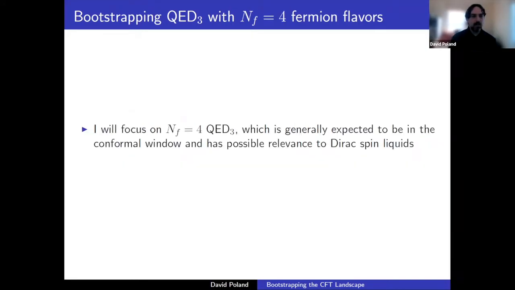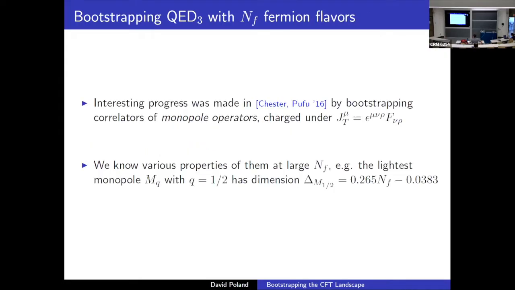Okay, so my focus in the next few slides is going to be 4-flavor QED3. David: Yeah, so your NF here stands for what? Because before you were counting Majorana fermions. Yeah, that's right. Now I'm counting the number of 2-component Dirac fermions. Okay, 2-component complex fermions. Thanks.